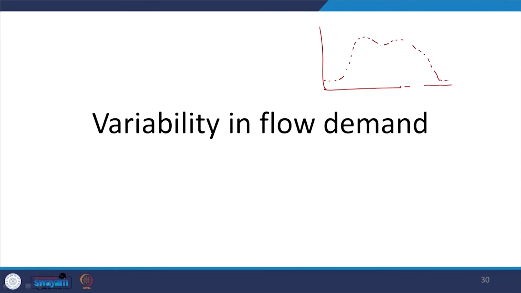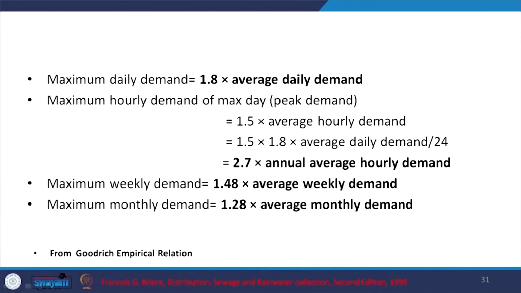But if this is the sewerage cycle, or the flow into the STP, obviously it is based on the water that's being used. So the water consumption pattern too will be similar to this. There is obviously always going to be a variability in demand. So for maximum daily demand, these are the empirical relations that are typically used in India. Different countries use different relations.